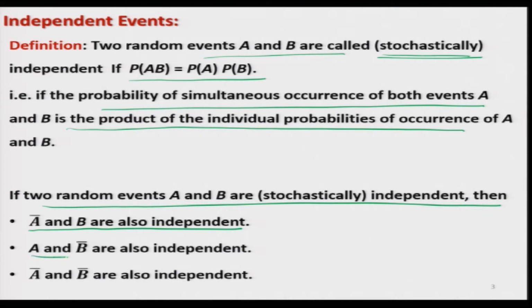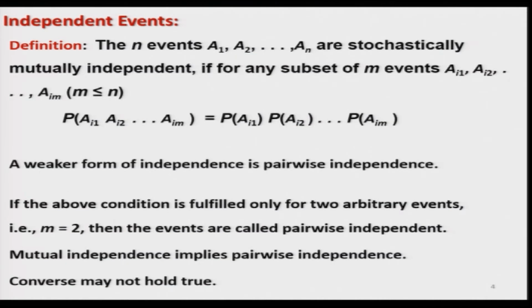A and B complement are also independent, as well as A complement and B complement. So, if you are saying that the two events A and B are independent, then this result is related to the event and its complement. Either one of the events is a complement or both events are complements. If you take any combination, they will also be independent.